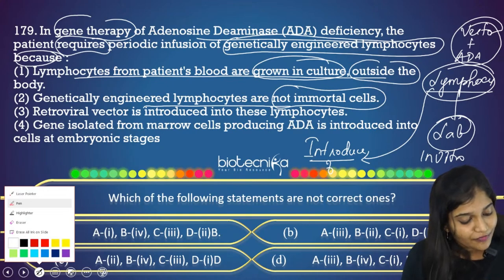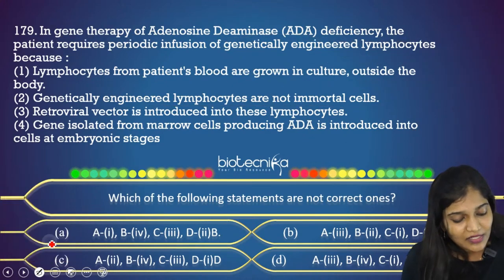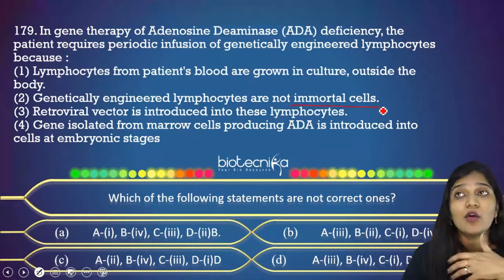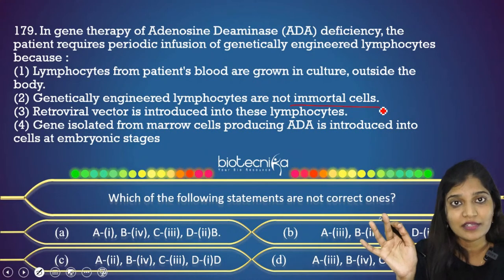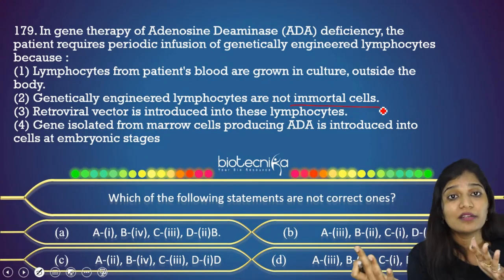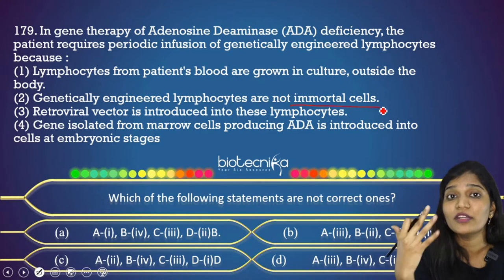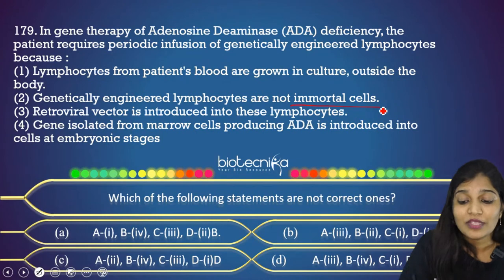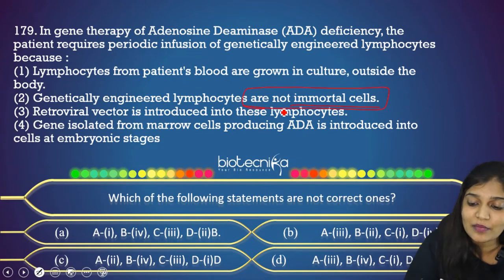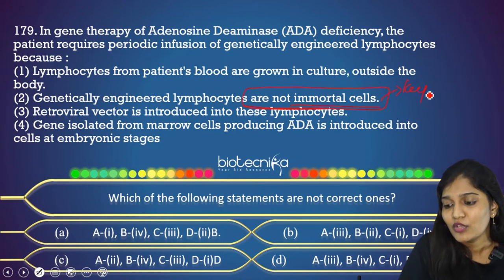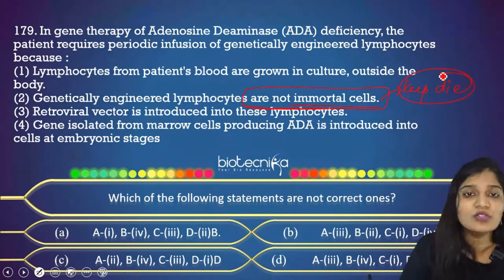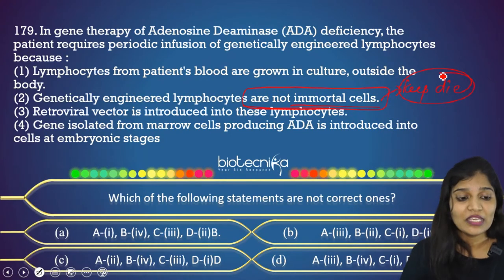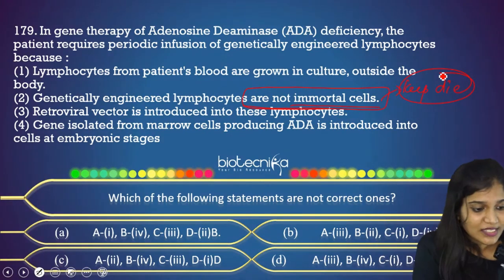This statement is very important because immortal means which keeps on going. Immortal cells are like bacteria, which always live. You cannot damage a bacteria at all. If one bacteria dies, another bacteria comes, which is immortal. They keep on coming. But lymphocytes are not like that. You give them one time, they die. So they are not immortal cells, which means they keep dying. So in order to prevent the patient losing the lymphocytes, we always introduce lymphocytes into the body. The correct answer for this question is the second one.